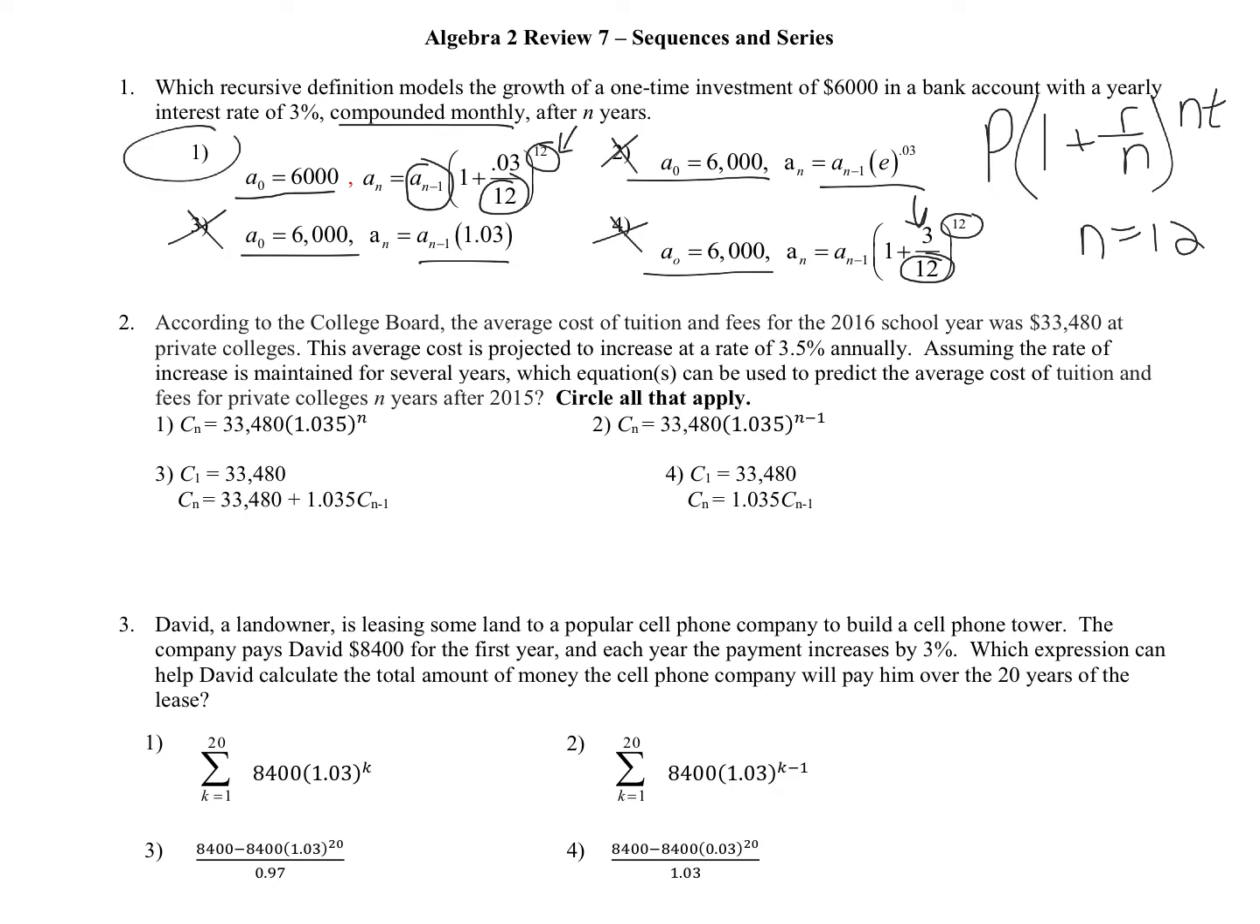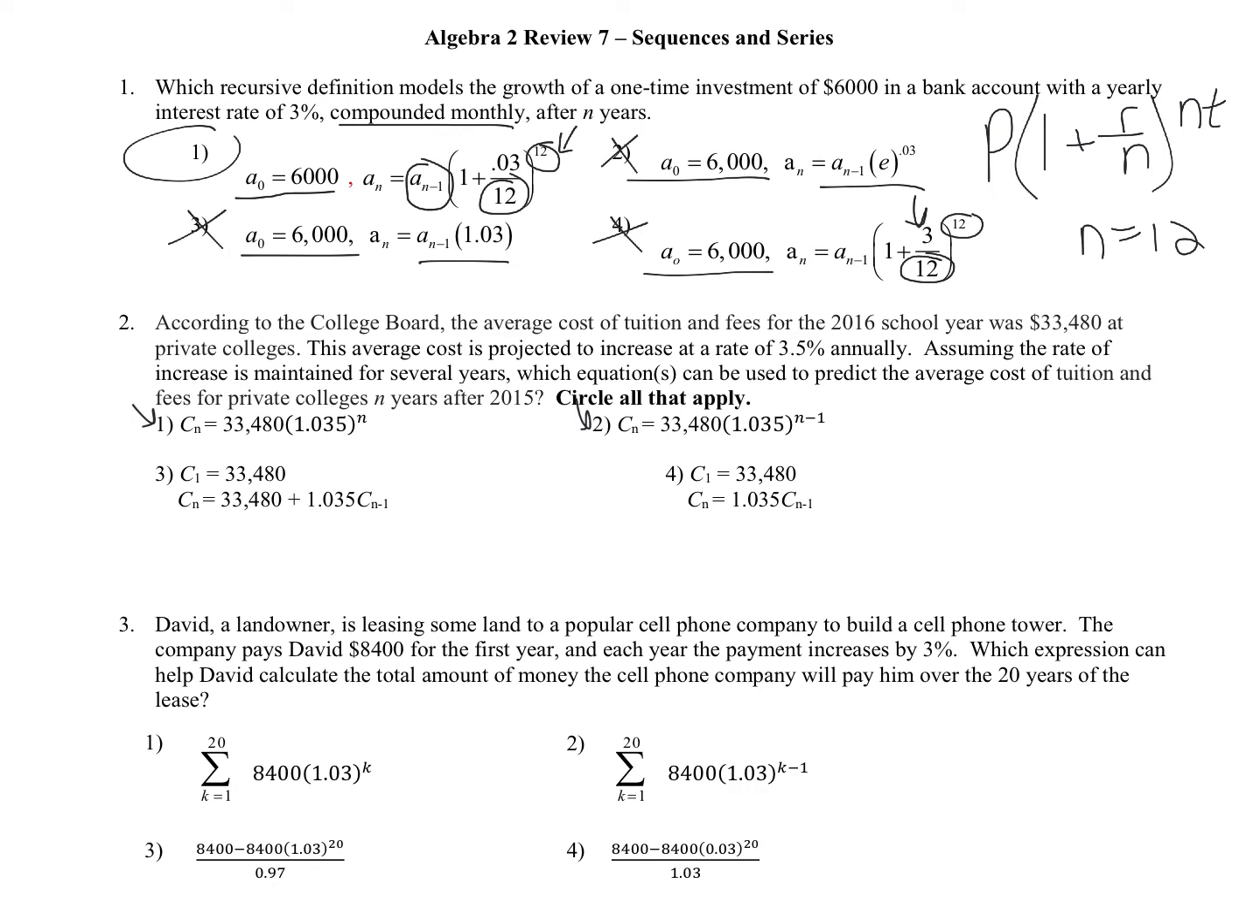Next one, according to the College Board, the average cost of tuition and fees for the 2016 school year was $33,480 at private colleges. This average cost is projected to increase at a rate of 3.5% annually. Assuming the rate of increase is maintained for several years, which equations can be used to predict the average cost of tuition and fees for private colleges n years after 2015? So we want any formulas that work, and we notice that some of them, like 1 and 2, are explicit formulas, and 3 and 4 are recursive.